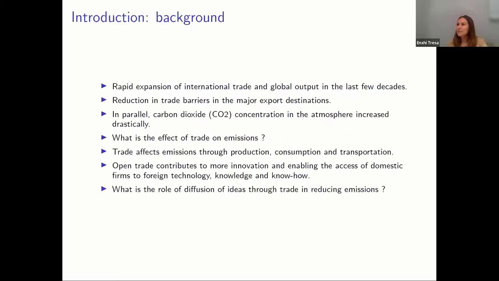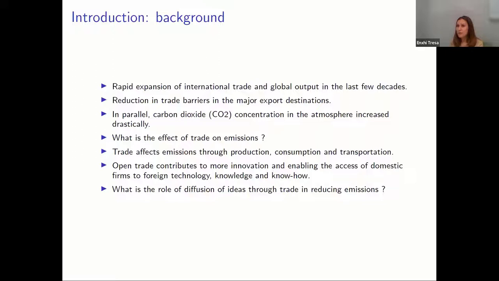So in recent decades, there has been a rapid expansion of international trade and an increase of gross output. And of course, the reduction in the trade barriers have played an important role in trading more and in the increase in GDP. But another issue has popped up in recent years or decades, which is the increase of carbon dioxide concentration in the atmosphere. And in a way, trade has a role in this. And we would like to know what is the effect of trade on emissions.